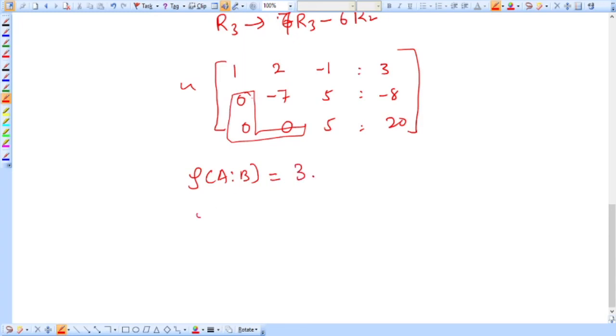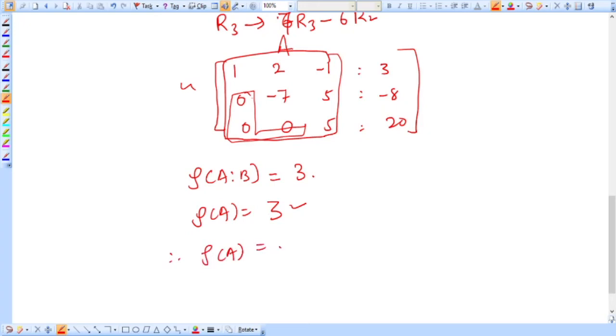And also what is the rank of A? Rank of A, you see this matrix only, because this is the A matrix. Its rank is also 3, because in this matrix also we have 3 non-zero rows. So thus rank of A is equal to rank of the augmented matrix AB, which is equal to 3, and which is nothing but the number of unknowns. 3 is the number of unknowns. Therefore we can say the rank of both the matrices is equal to the number of unknowns.